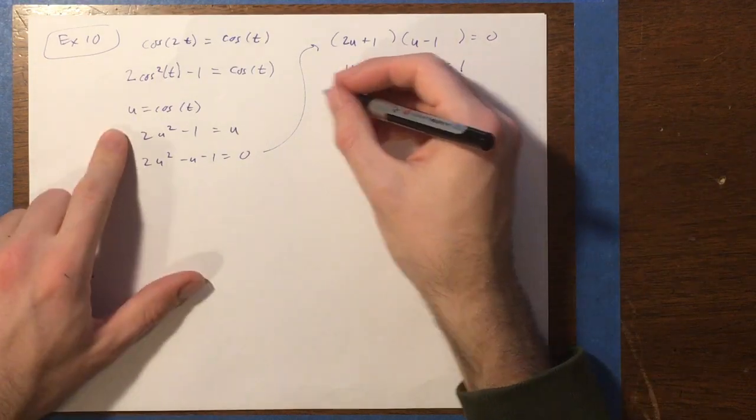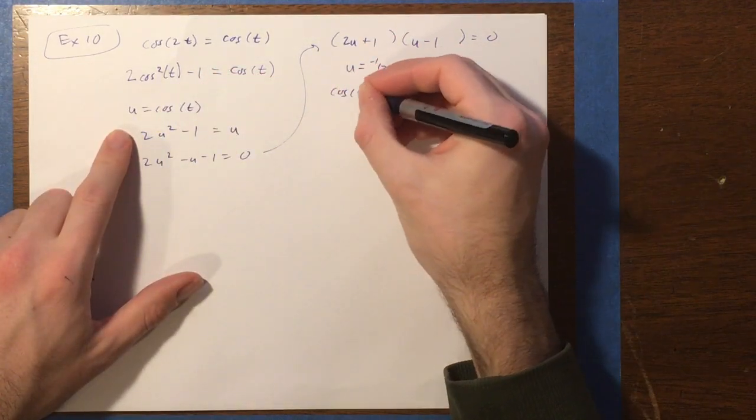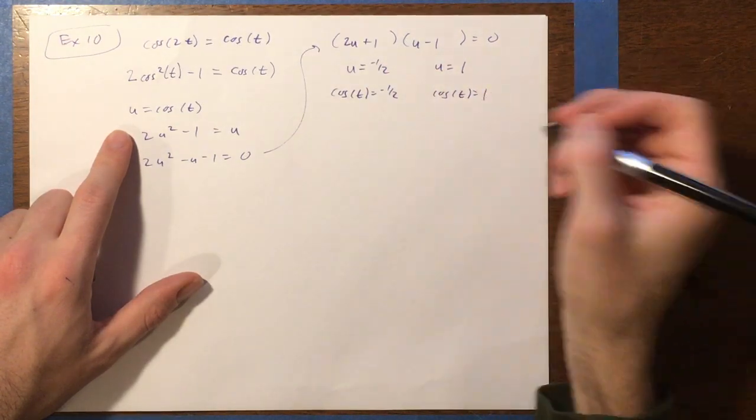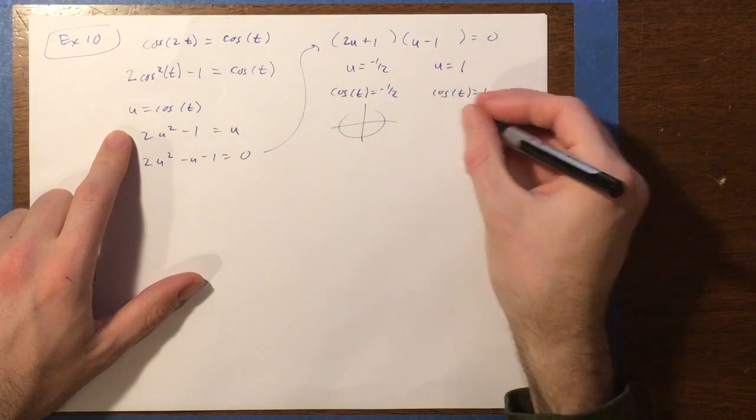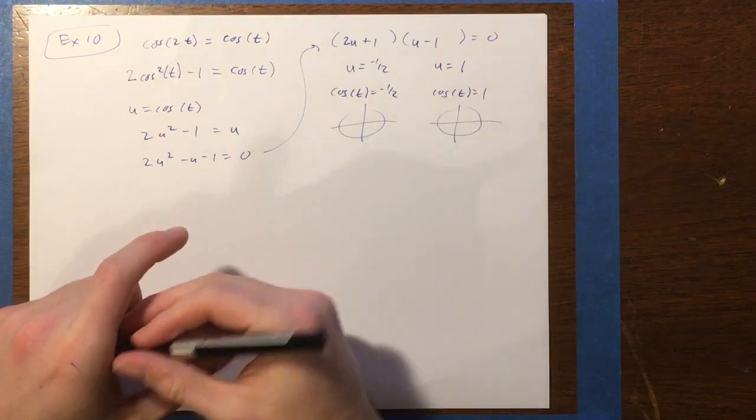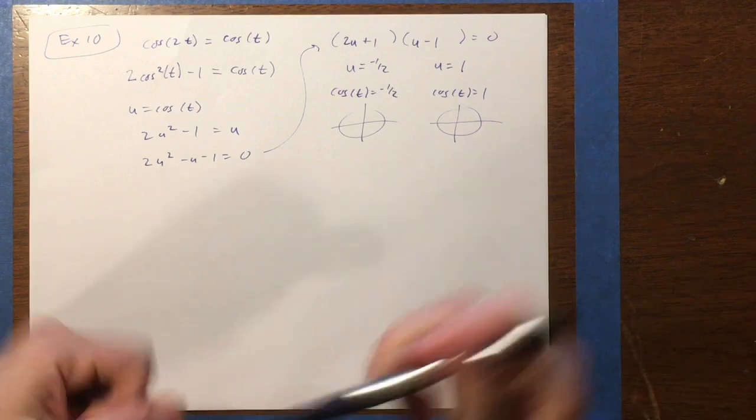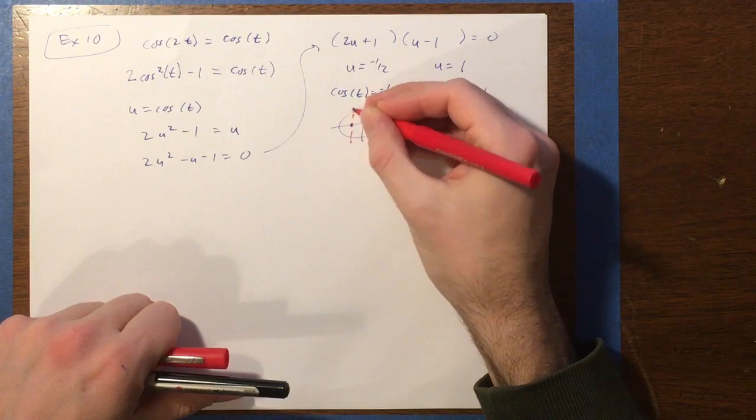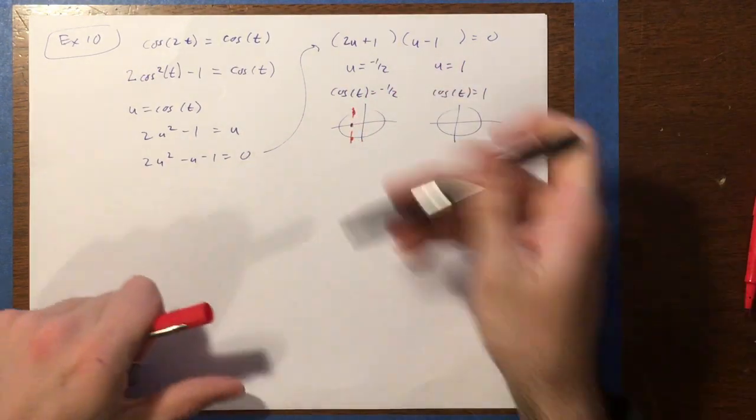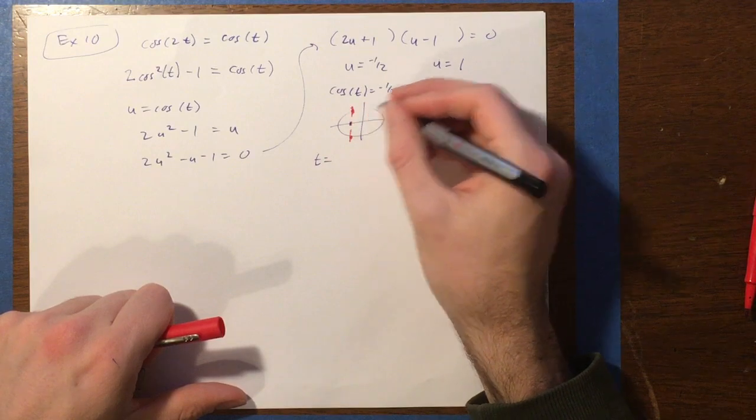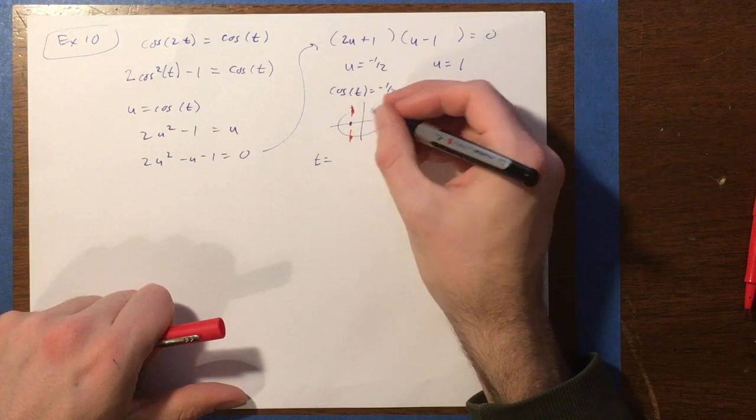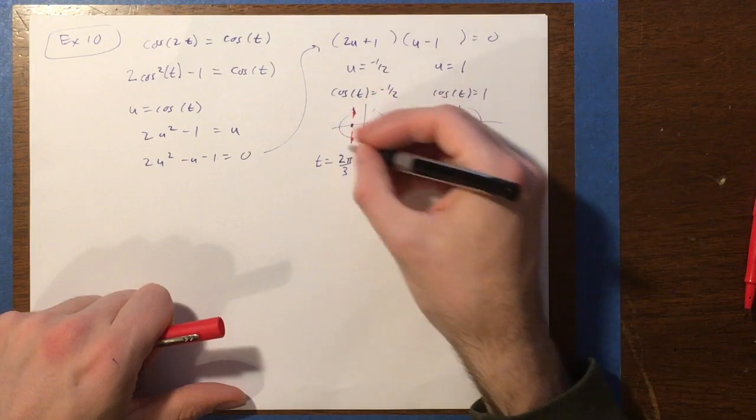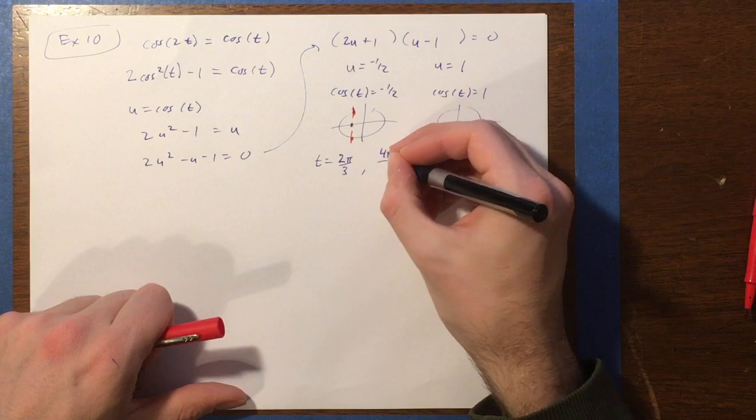And now we have to go back to cosine. Remember, u is equal to cosine. So cosine of t equals negative 1/2, or cosine of t equals 1. And both of these have solutions. From cosine of t equals negative 1/2, at negative 1/2 on the x-axis, we have two solutions. We're talking about multiples of pi over 3 here, so 2 pi over 3, and then 4 pi over 3.